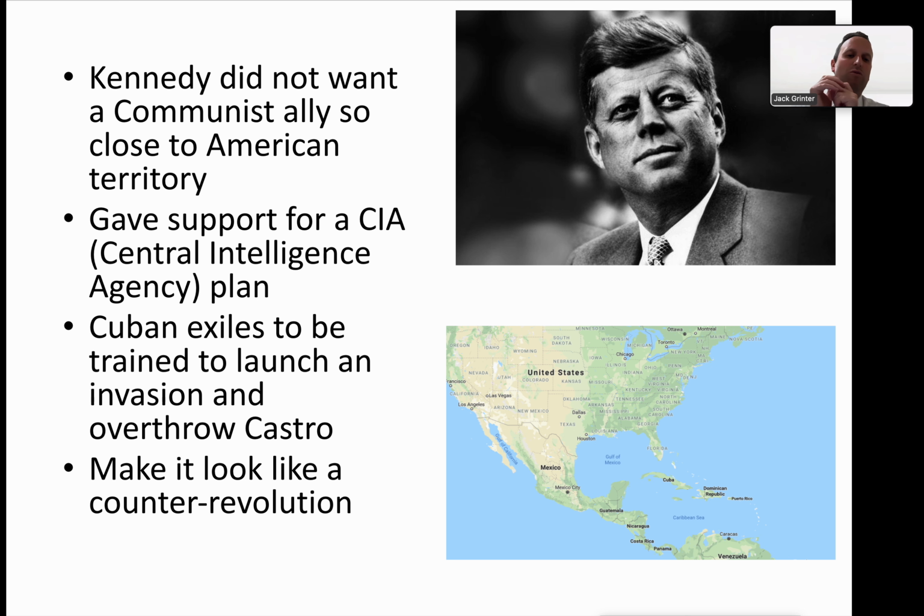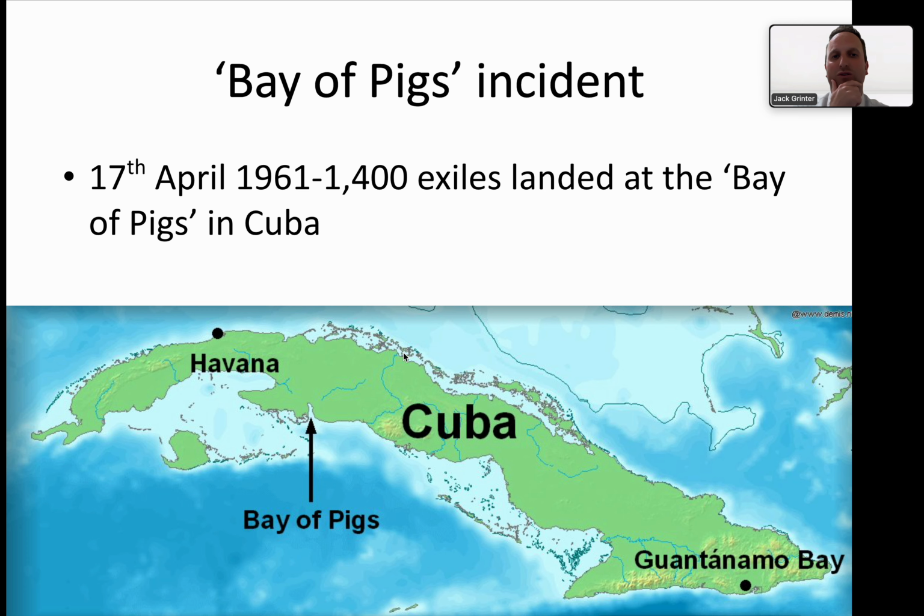Okay, so what they did is they trained these Cuban exiles, and they wanted to make it look like a counter-revolution. Ultimately, making it look like it's the Cuban people themselves that are trying to overthrow the Fidel Castro regime. And this is what the Bay of Pigs incident is. They even had American planes involved in it, and they painted the Cuban flag on them to try and disguise them as from the Cuban Air Force.